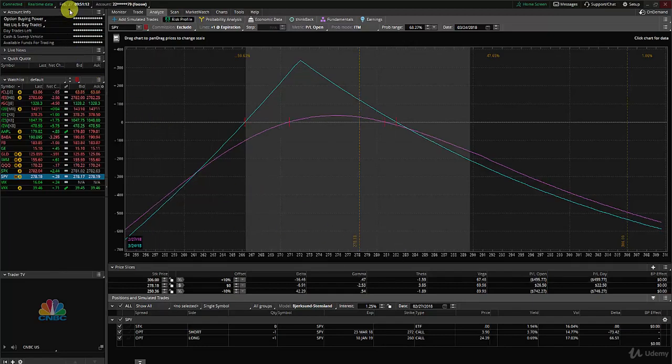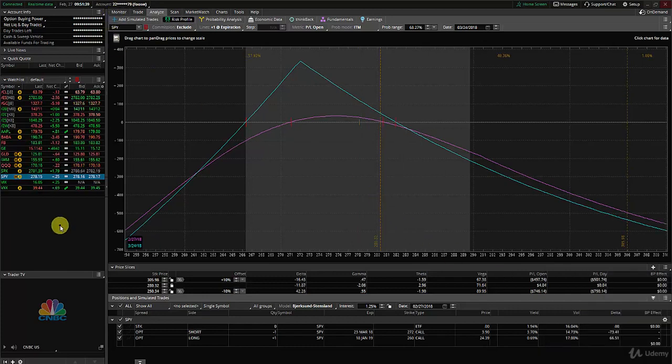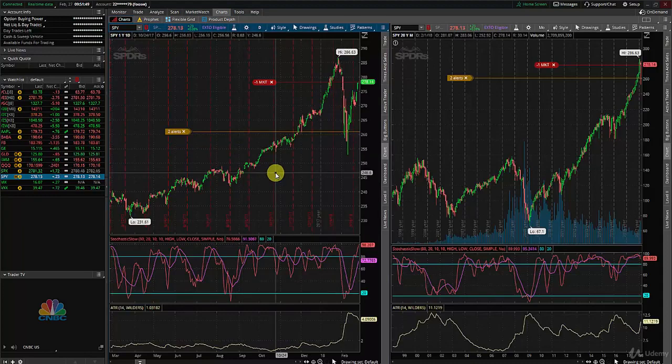Today is the 27th of February 2018 and the market has just opened and we are in the trade for a couple of days. I started the trade on the 23rd of February, so we are in the trade for about 5 days and the market has moved up a lot because when I started the trade, the market was at 272 and I sold an at the money call option for our short term.